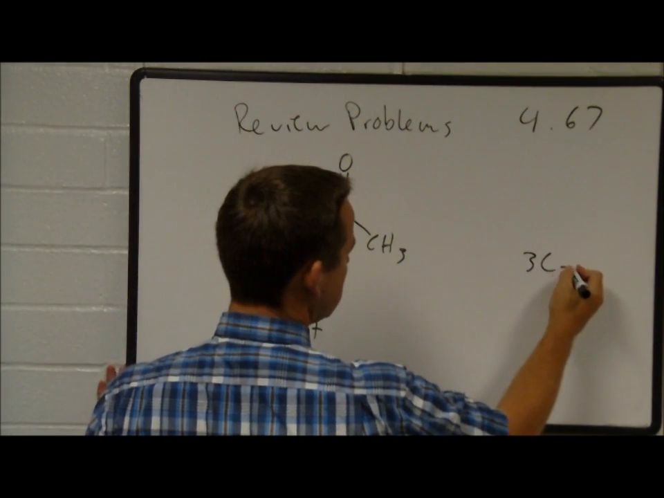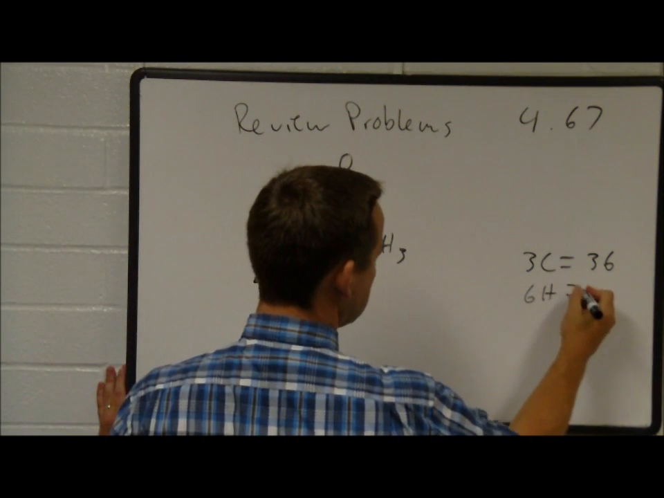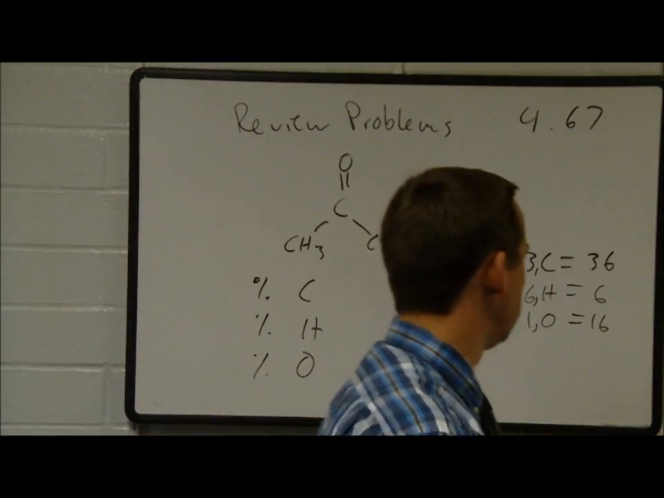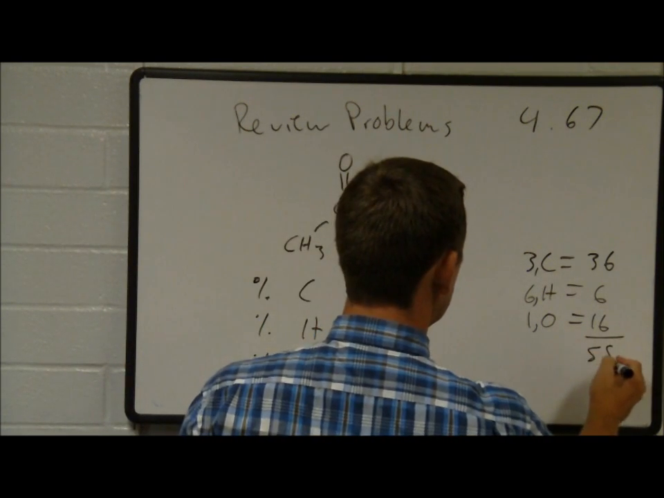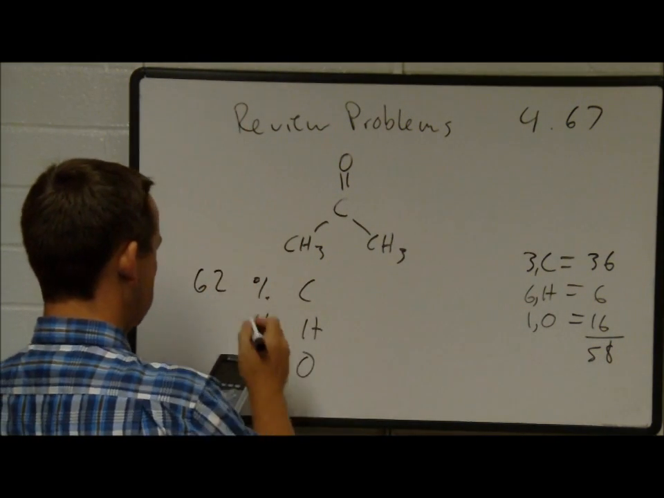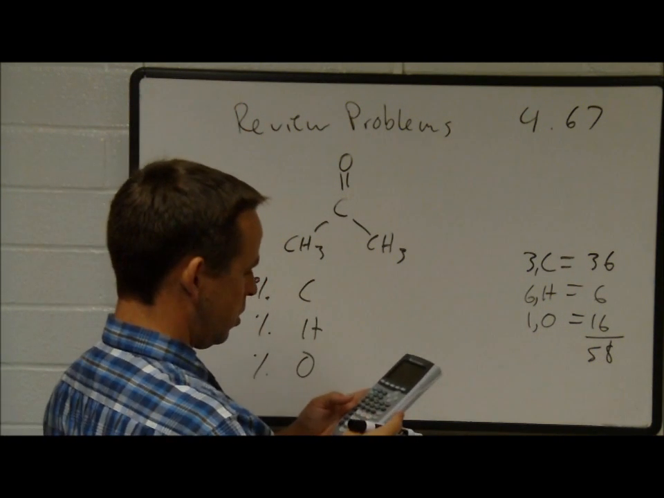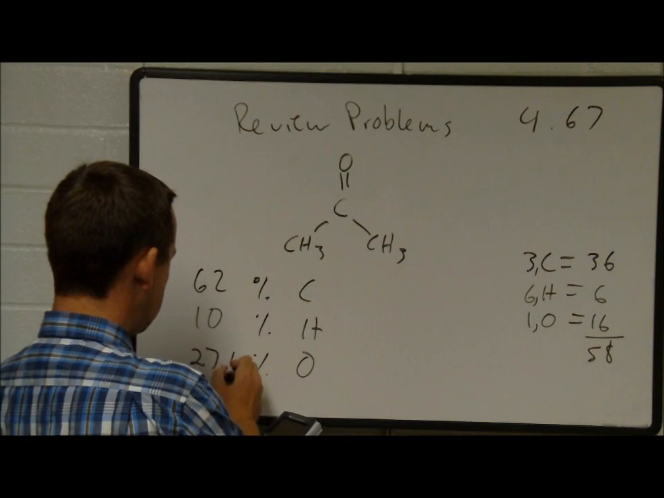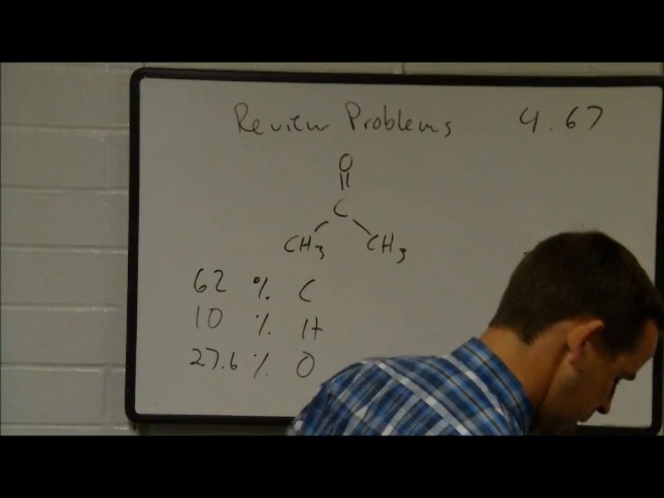So we have 3 carbons, that's 12 times 3, 36. 1, 2, 3, 6 hydrogens, that's 6, and 1 oxygen, that's 16, right? Okay, so we have 36 plus 16 plus 6, 58. 36 divided by 58, we're at 62% carbon. 6 divided by 58, 10% hydrogen. 16 divided by 58, 27.6% oxygen. And I didn't put down all the decimal places there, but you get the idea, right?